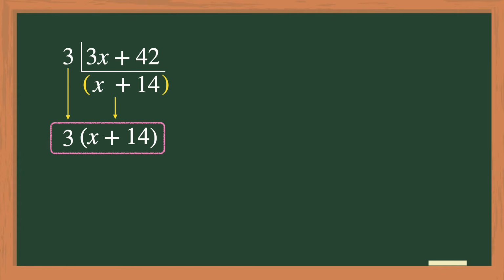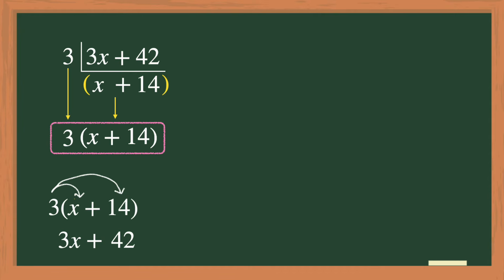Now I want to show you why factoring an expression is undoing the distributive property. Let's look at the factored expression of 3 times the quantity of x plus 14. Now I'll use the distributive property to simplify the expression by distributing the 3 or multiplying the 3 to each term inside the parentheses. 3 times x is 3x. I'll bring down the addition sign, and 3 times 14 is 42. The result is the original expression that I started with, 3x plus 42.